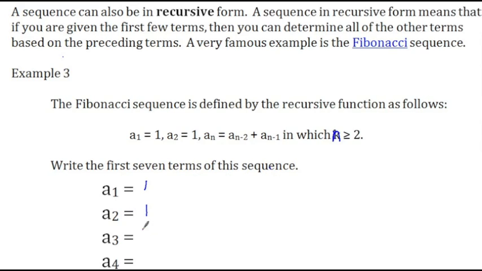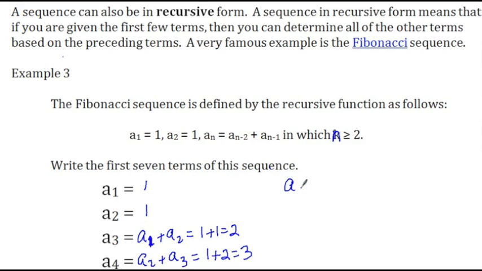What we're going to do now is get the third term. The third term is really the first term plus the second term. The first term is 1, the second term is 1, so 1 plus 1 is 2. The fourth term, if I plug in 4 there, 4 minus 2 is 2, a sub 2, and 4 minus 1 is 3, so a sub 3. The second term is 1, the third term we just found to be 2, so 1 plus 2 is 3.